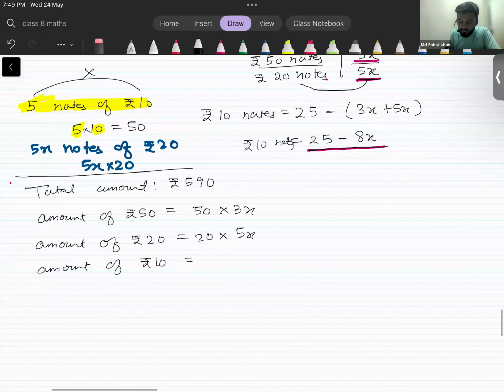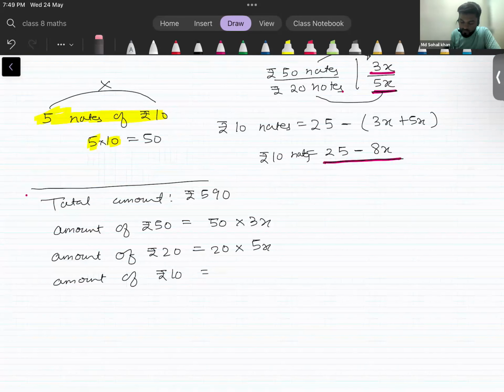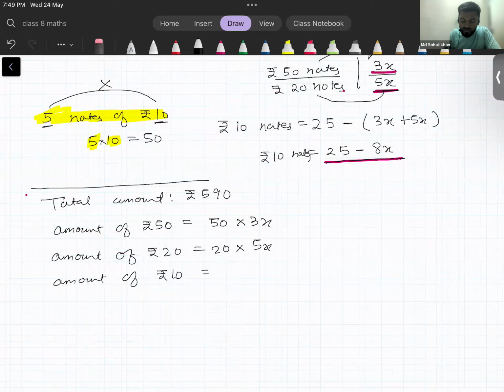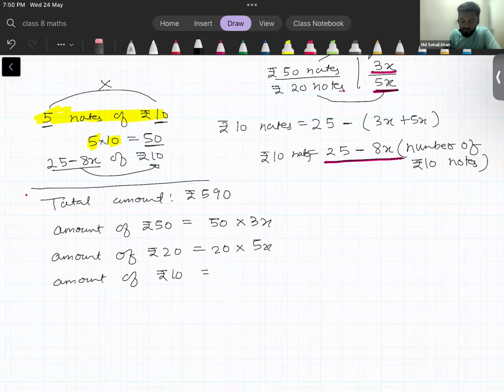Let me revise this again. I give you 5 notes of 10 rupees, so the total amount is 50. Here, the number of 10 rupee notes is 25 minus 8x. To calculate the total amount of 10 rupee notes, you simply multiply both of them. So it will be 10 multiplied by 25 minus 8x.